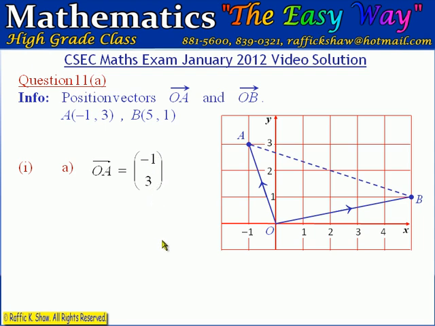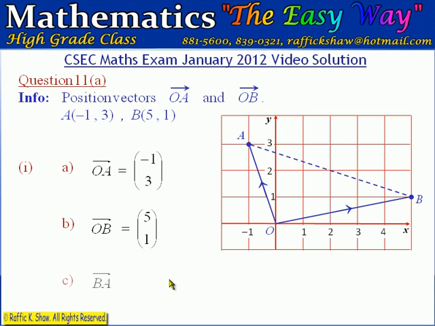And then the second question is asking us for vector OB, that's the position vector of B. To go from O to B, we go 5 units to the right and 1 unit up. So those are the components of vector OB: 5 units in the X direction, 1 unit in the Y direction, and the position vector of B would have the same values as the coordinates of B. So let's show that position vector. That's the column matrix for the position vector of B: 5, 1. Vector OB is 5, 1.